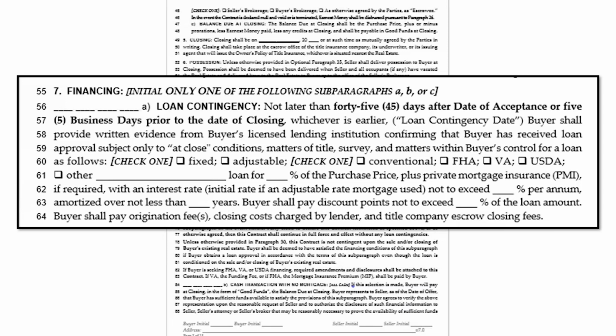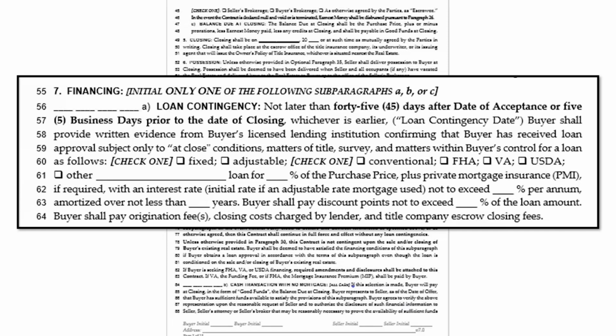For a loan of, is he doing a fixed rate or an adjustable? Is it conventional? Is it FHA, VA, or USDA? That's United States Department of Agriculture. Not all of you are going to use the USDA, but some of you might. Hey, not all of you are going to use FHA and VA either. And then it says or other, some other type of loan for a percent of the purchase price. That's the LTV. So if the buyer's putting down 10%, it's 90% of the purchase price, etc.